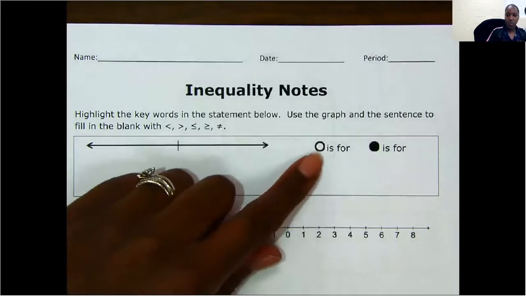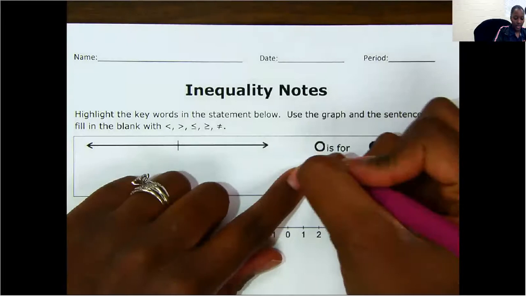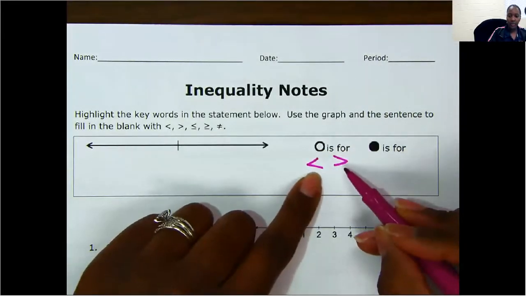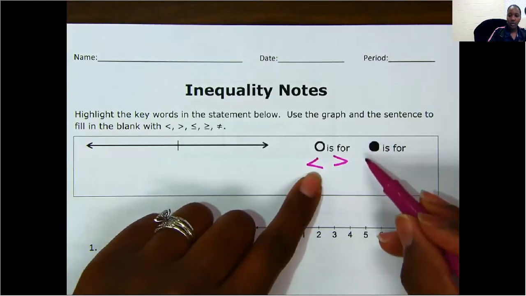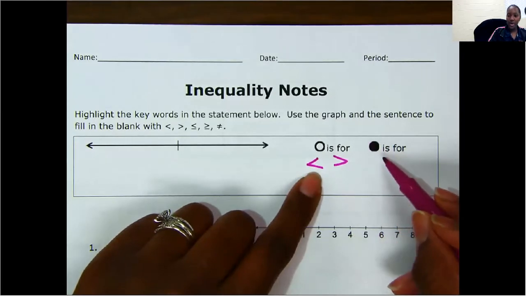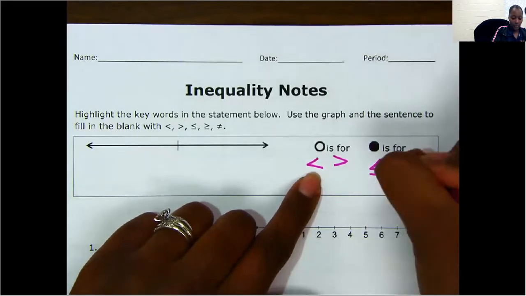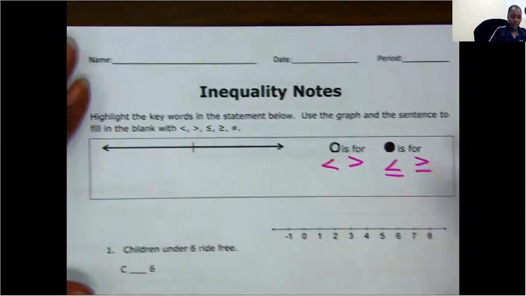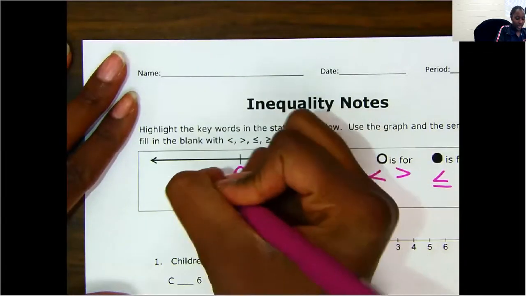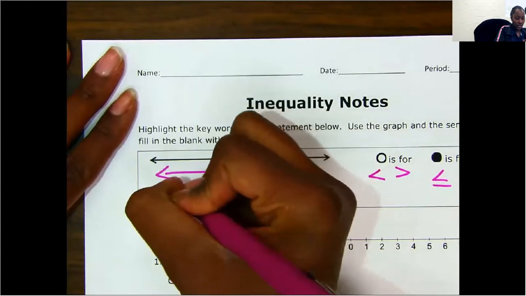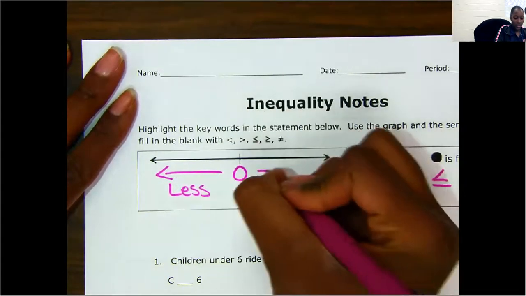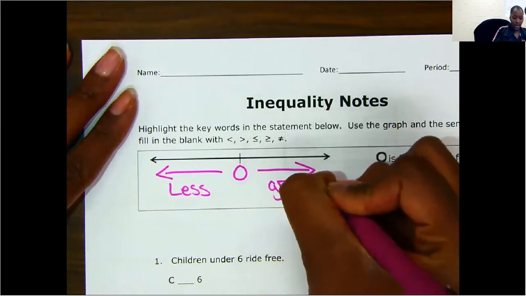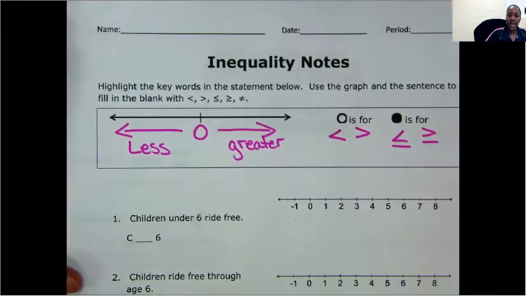The open circle means the answer is not included, and they're usually used with the less than and greater than symbols. The closed circle means that number is part of your answer. So you usually use the greater than or less than or equal to symbols for those. Remember, anything to the left of 0 is less than. Anything to the right of 0 is greater than. Okay? So let's see this in action.